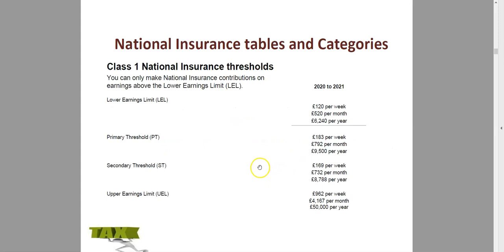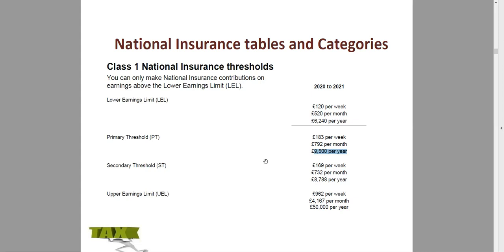Let's try to understand the thresholds. The lower threshold is up to 6,240, and the primary threshold is normally used if someone is aged 21 or over, and this is linked with everything as well, so you need to understand everything. So let's understand the basic thing. If someone's income is 9,500 per year, this person doesn't have to pay national insurance. Like a personal allowance, if someone's income is 9,500, they don't have to pay national insurance.